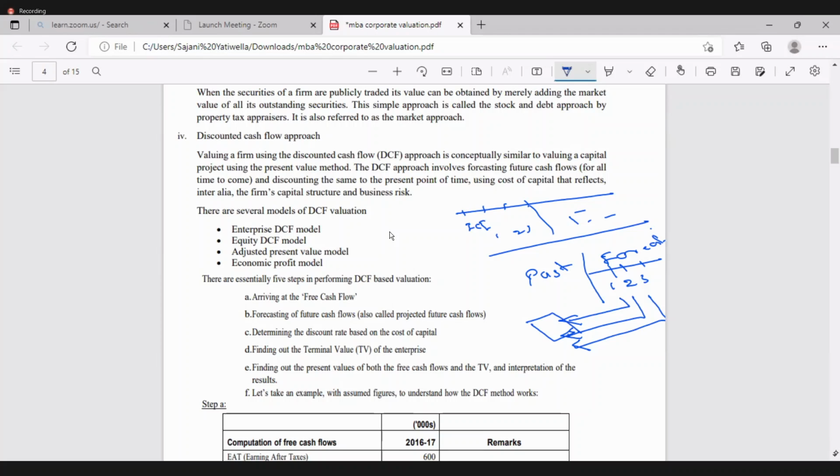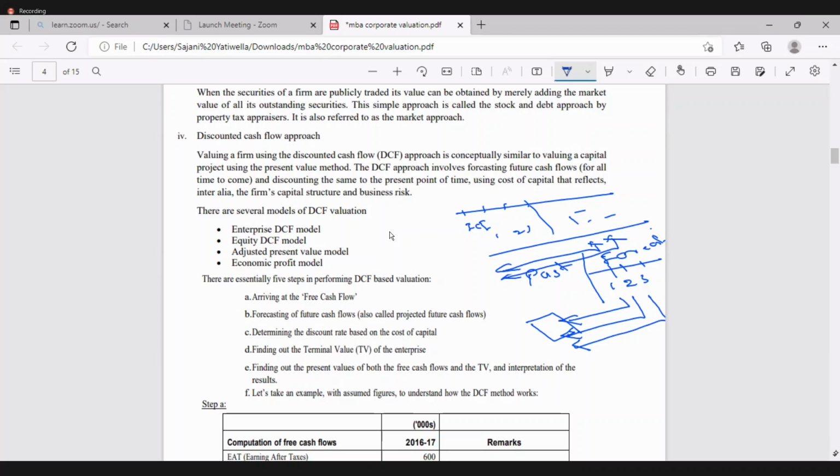Then another one is the equity discounted cash flow model, concerning only the equity shareholders, the real owners of the company. If you can estimate the equity value for year 1, equity value for year 2, then based on the cost of equity capital, we can derive the present value of that.